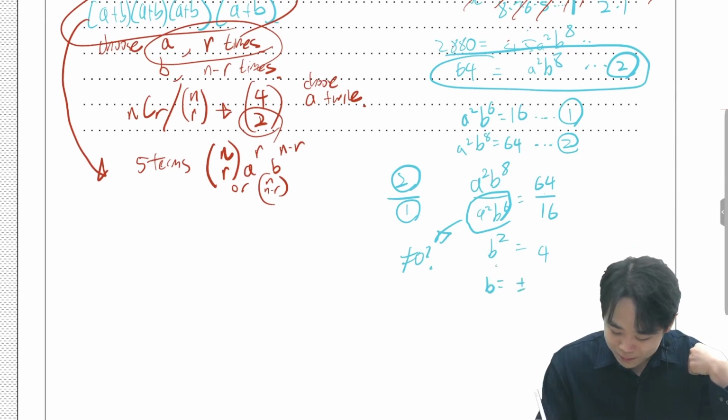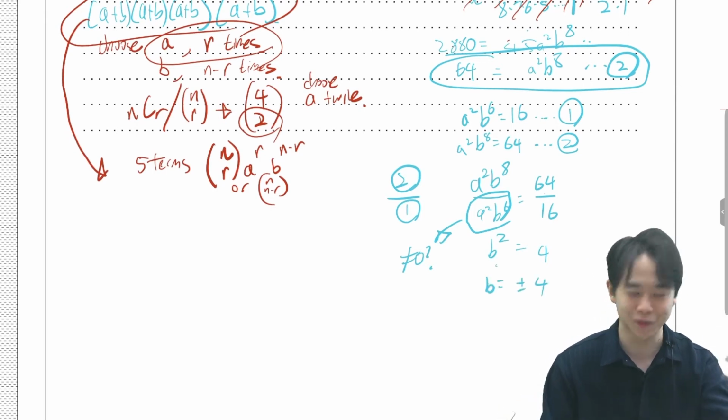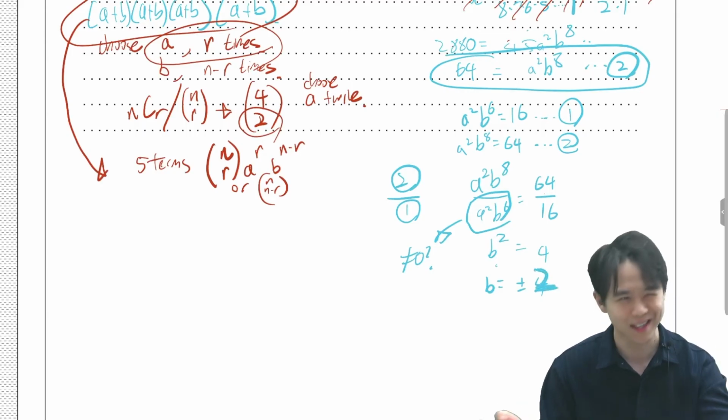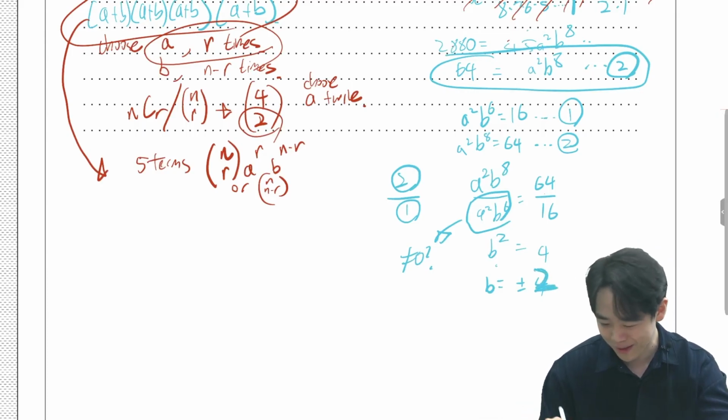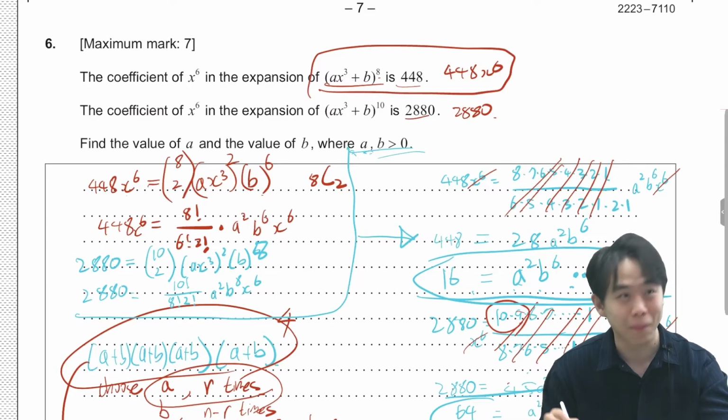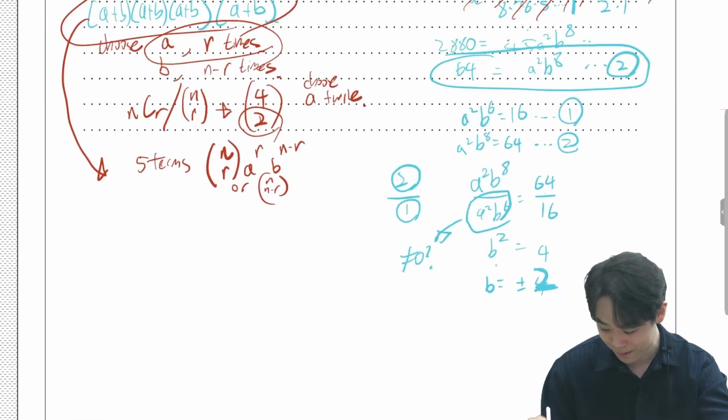b is going to be plus minus 2. What a headache, there's too many things to consider. But again, b and a are both positive, they're greater than 0. So b is going to be 2. So if b is 2, what does that make a?